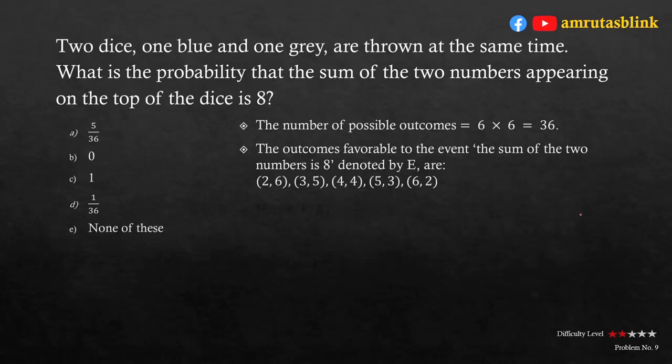Suppose on the first die we get 2 and on the second one we get 6. Similarly, on the first die we get 3 and on the second one if we get 5, then it will be a favorable outcome. On the first die 4, on the second die also we can get 4. On the first die 5, we can get 3 on the second one, and on the first die we can get maximum 6, and on the second die we can get 2. So, how many favorable outcomes are there? We can have 5 favorable outcomes, and hence the probability of this event is equal to 5 upon 36, that is answer option A.